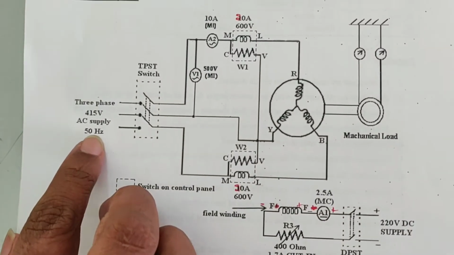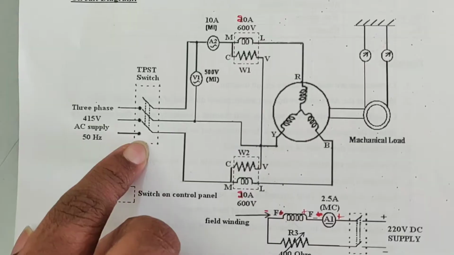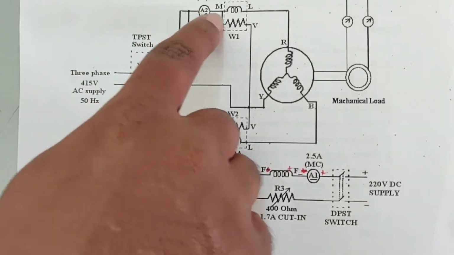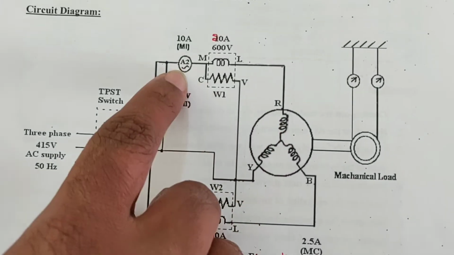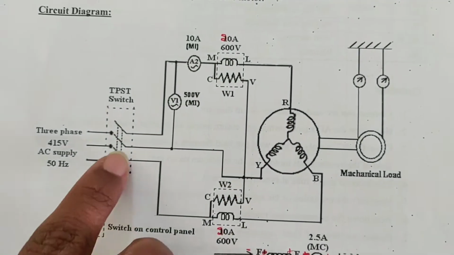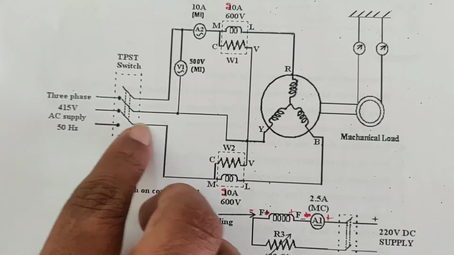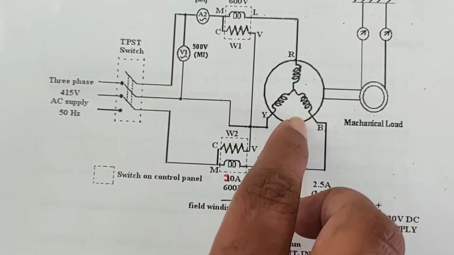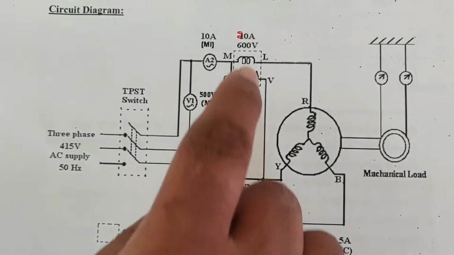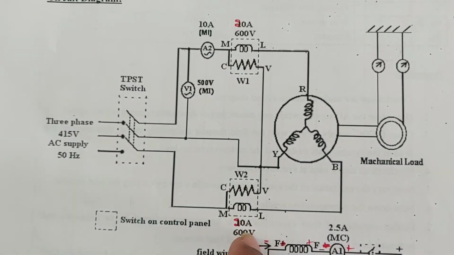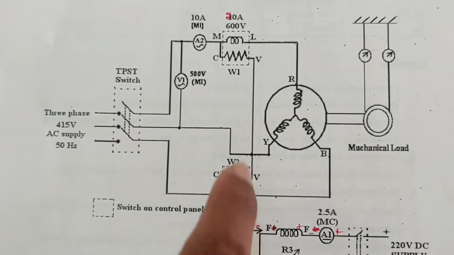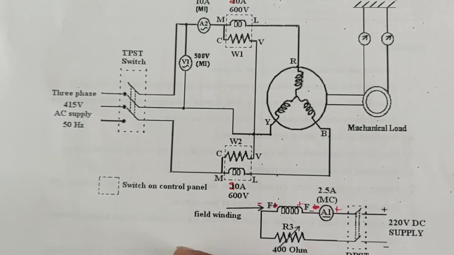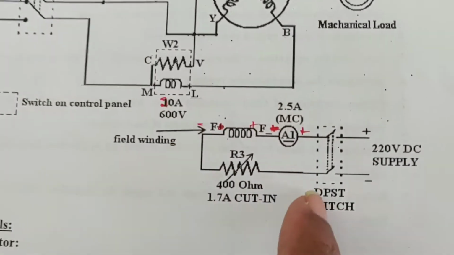Here you can see three-phase AC supply will be given to the TPST switch, and then the R phase will be connected to the R phase of the synchronous motor through an ammeter and then a wattmeter. Y phase is directly connected, and then B phase is also connected through a wattmeter to the B phase of the armature of the synchronous motor. So two wattmeters are used in order to measure the power. By going through the real power, you can calculate the power factor by using the equation P is equal to VI cos phi, and then you can look at the field circuit.